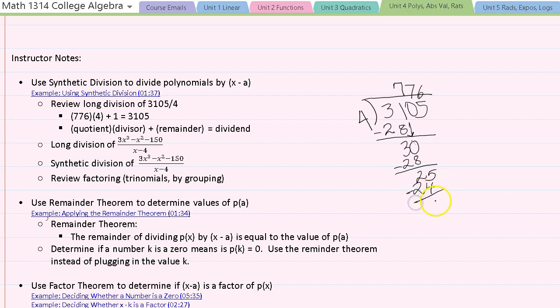This 1 is the remainder, and we will have written our answer to this division problem as 776, remainder 1, to show that the quotient, the answer we get when we divide, is 776, and the remainder is 1. Later, when we were learning how to do long division, we saw that we could write our answer as 776 and 1/4, where we wrote our remainder over our divisor.